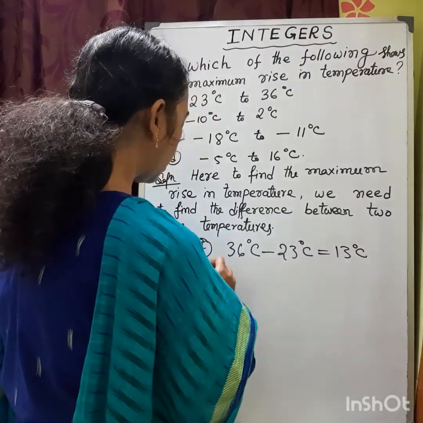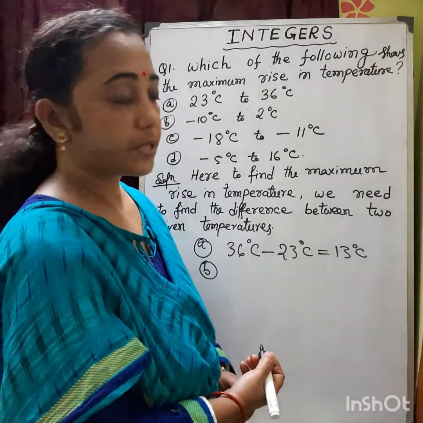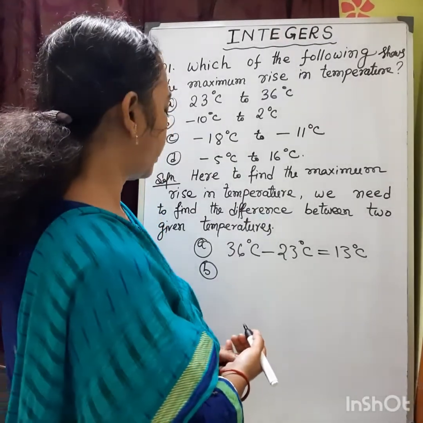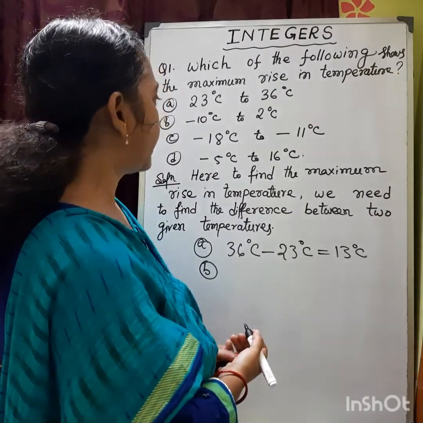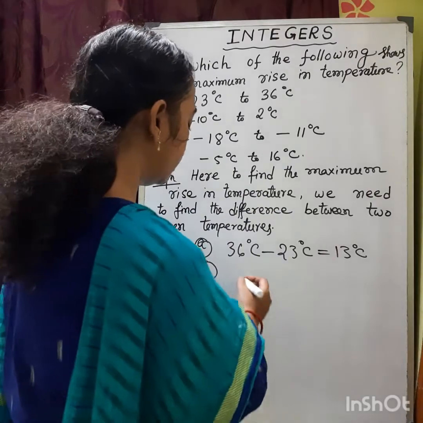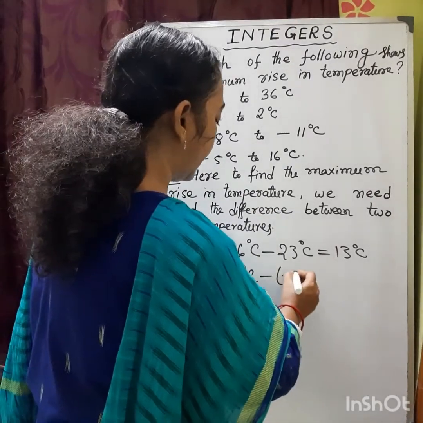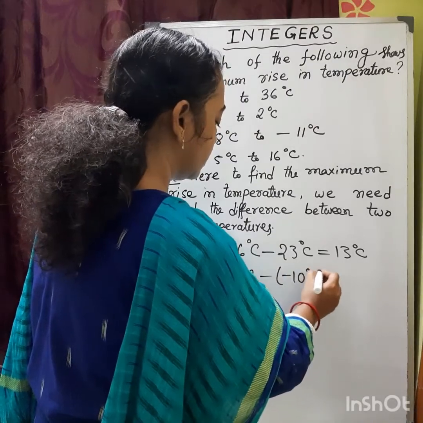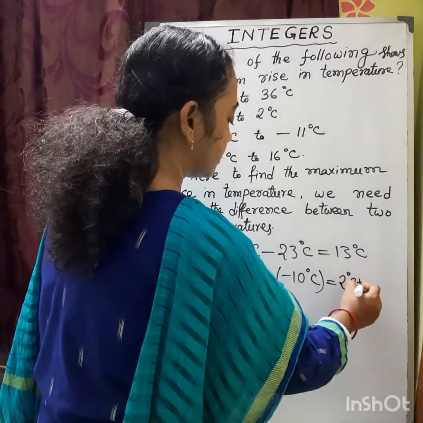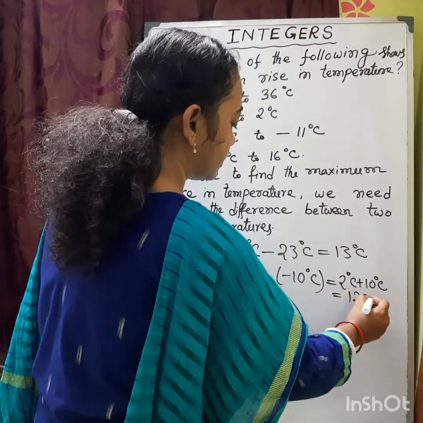Now come to the second option. Because first we have to find all the differences, then we will consider which one is the greater one. So for the second option, minus 10 degrees Celsius to 2 degrees Celsius, here 2 degrees Celsius is greater. So let us write first 2 degrees Celsius, then we subtract minus 10 degrees Celsius. So it will be 2 degrees plus 10 degrees, that is how much? Is equal to 12 degrees Celsius.